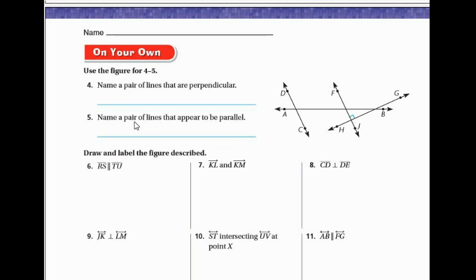Number 5. Name a pair of lines that appear to be parallel. Okay, where are the two parallel lines? Parallel lines never intersect, and the distance between them is the same. So as you see here, you can find them, this and this. Line DC and FJ, they are parallel to each other.